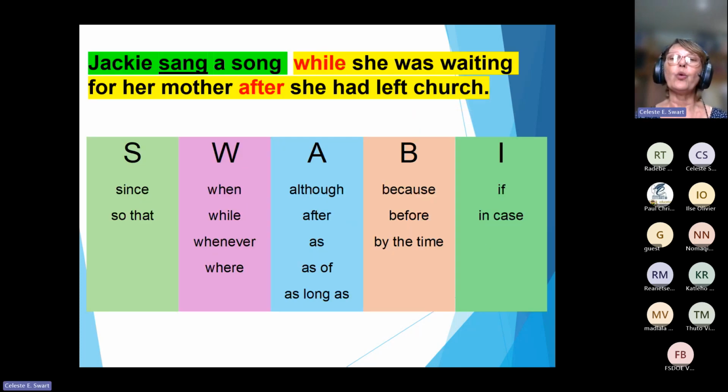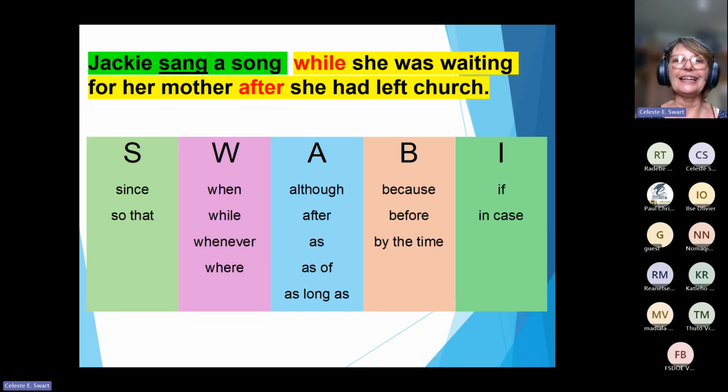Jackie sang a song while she was waiting for her mother, after she had left church. So here we have two of our conjunctions. We've used "while" from the W in SWABI and "after" from the A. Do you see how easy it is to recognize these? It makes it so much simpler. It's going to take a lot of pressure off of you, and it's really going to help you a lot.